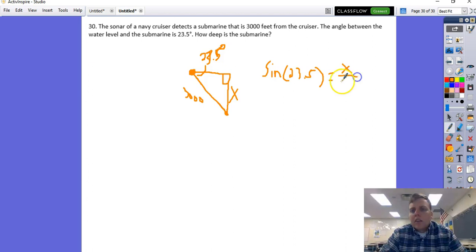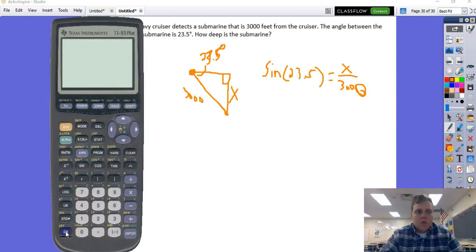divided by 3,000. For the sake of time, because I have detention duty in about 10 minutes, so I need to try to finish this video as fast as I can, multiply both sides by 3,000 and plug that in the calculator. So, we're going to turn our calculator on. It's already in degree mode. If it wasn't, I'd go change it because they gave me 23.5 in degrees.